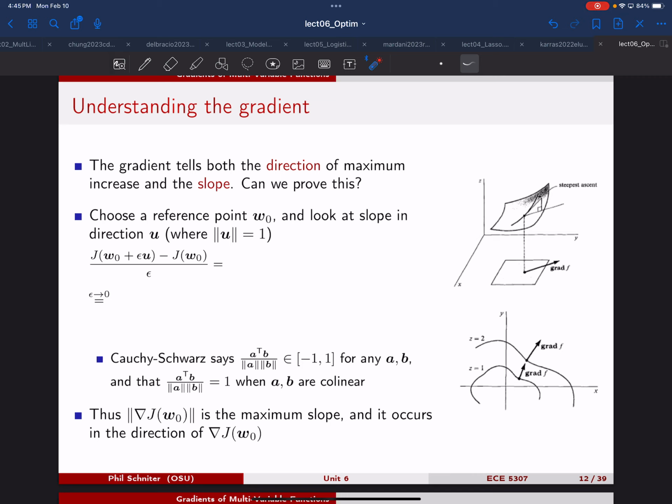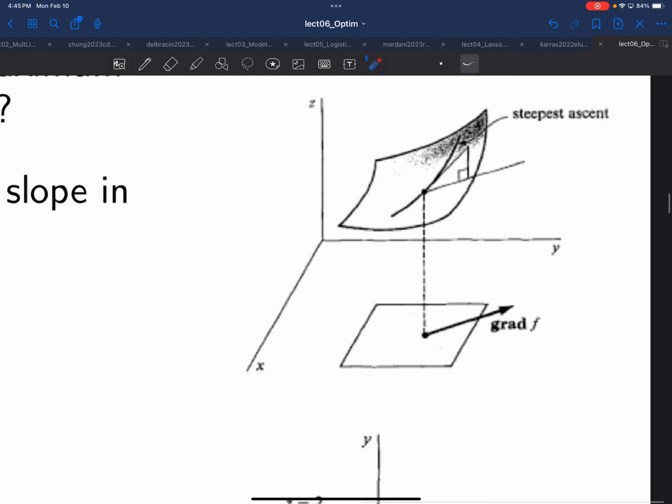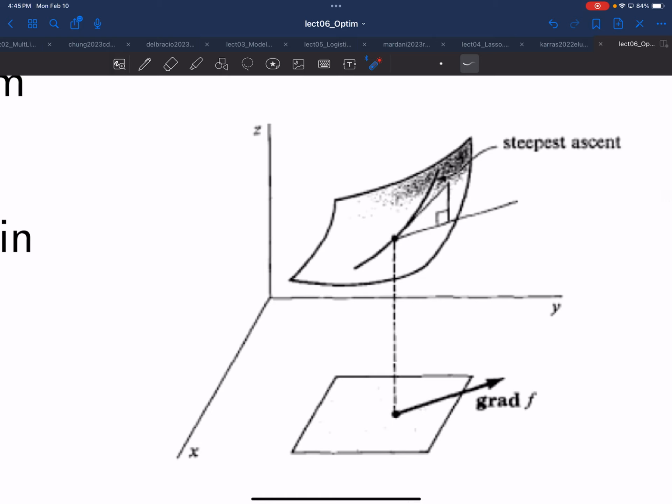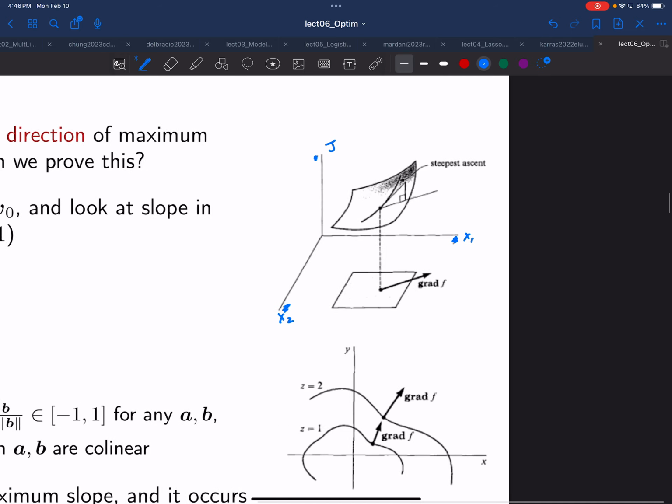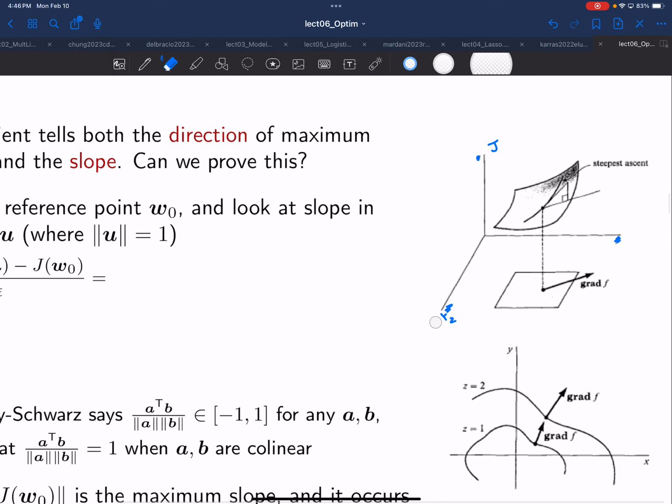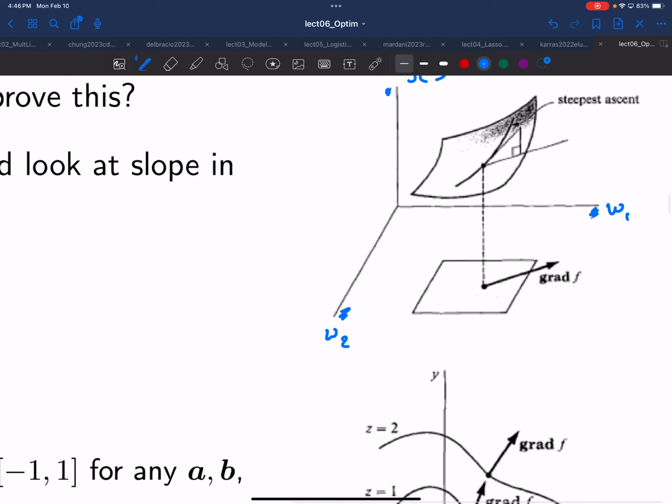So one of the things that I said a few pages ago about the gradient is that it tells us both the direction of maximum increase of the function as well as the slope. So this is sort of a picture of what I mean. We're working in, maybe we can think about this as x1, x2, and this is the function on this page. We're calling it J. Sorry, I should name these not x1 and x2, but w1 and w2. And this is J of the w vector, which includes those two terms.